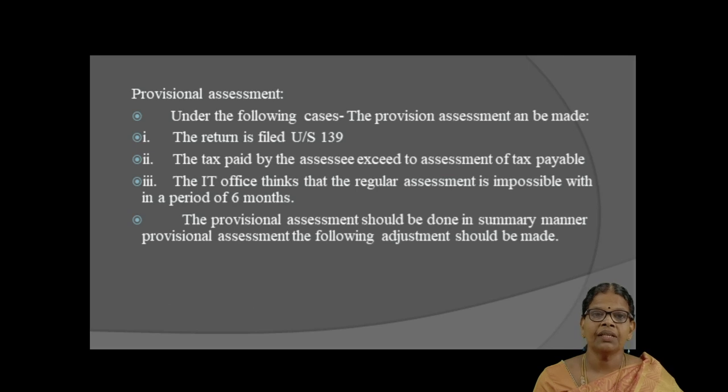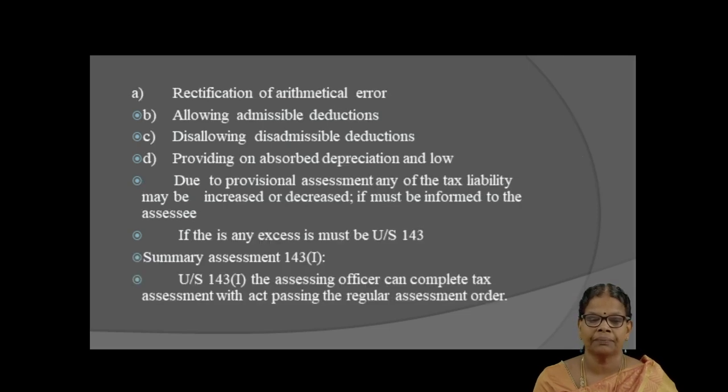Next one is provisional assessment. According to the Income Tax Act 1961, provisional assessment is done if the return of income is filed under section 139, the tax paid by the assessee exceeds the assessed tax payable, and the IT officer thinks fit that regular assessment is impossible within a short period. So, for the time being, we just refer to certain items and make the assessment. It is called provisional assessment.